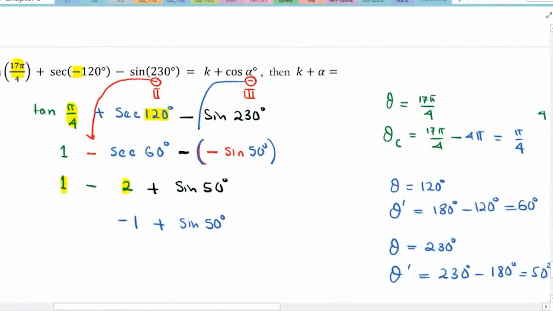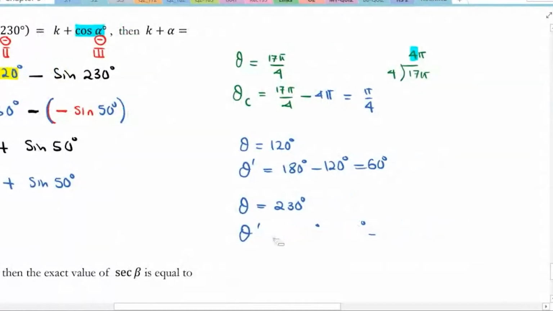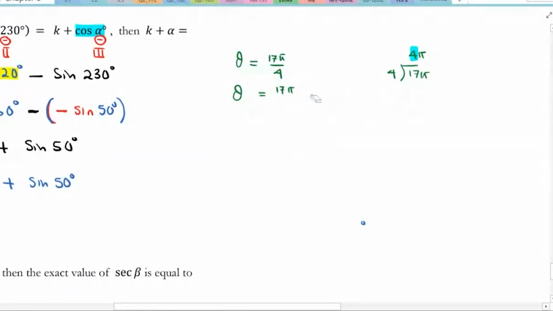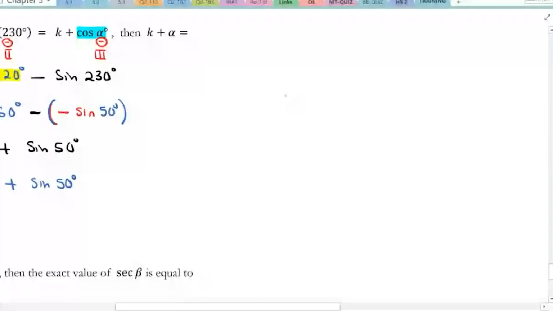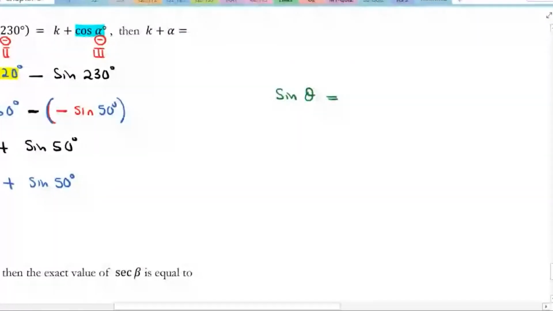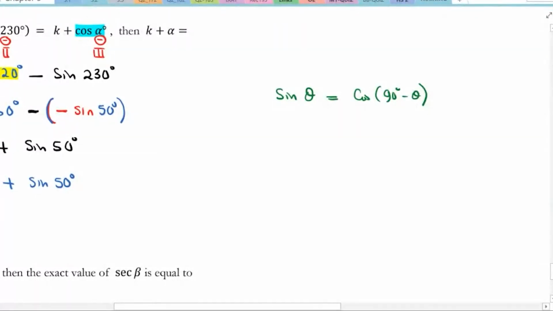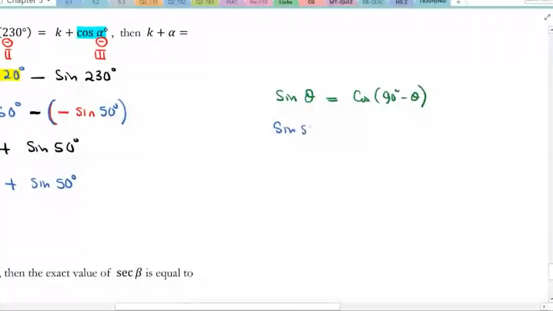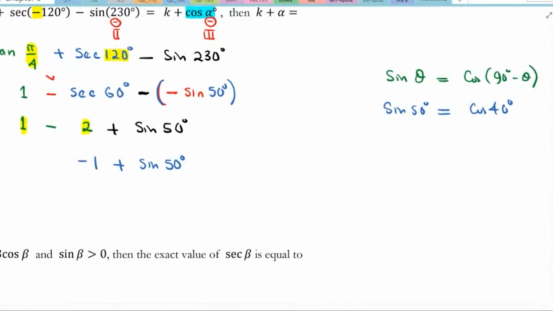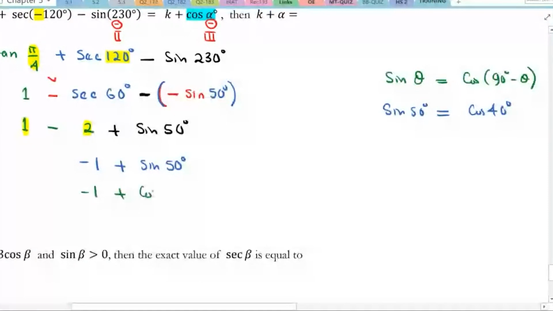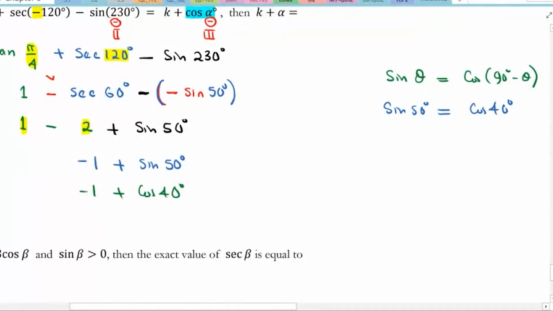Now when we check the answer, we see that in the answer there is no sine, rather we have a cosine. And this is when we use the property of the cofunction. What is that property we are talking about? We say, gentlemen, sine of theta is equal to cosine of 90 degrees minus theta. So sine of 50 degrees will be equal to cosine of 40 degrees. So we can rewrite this as minus 1 plus cosine of 40 degrees. And that is what we are looking for.